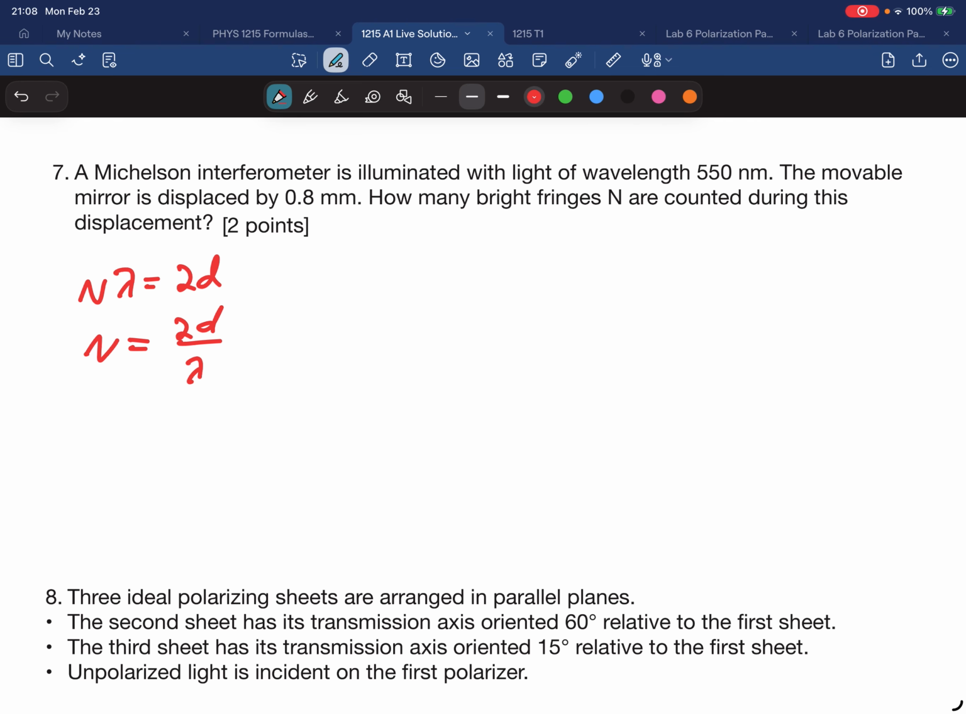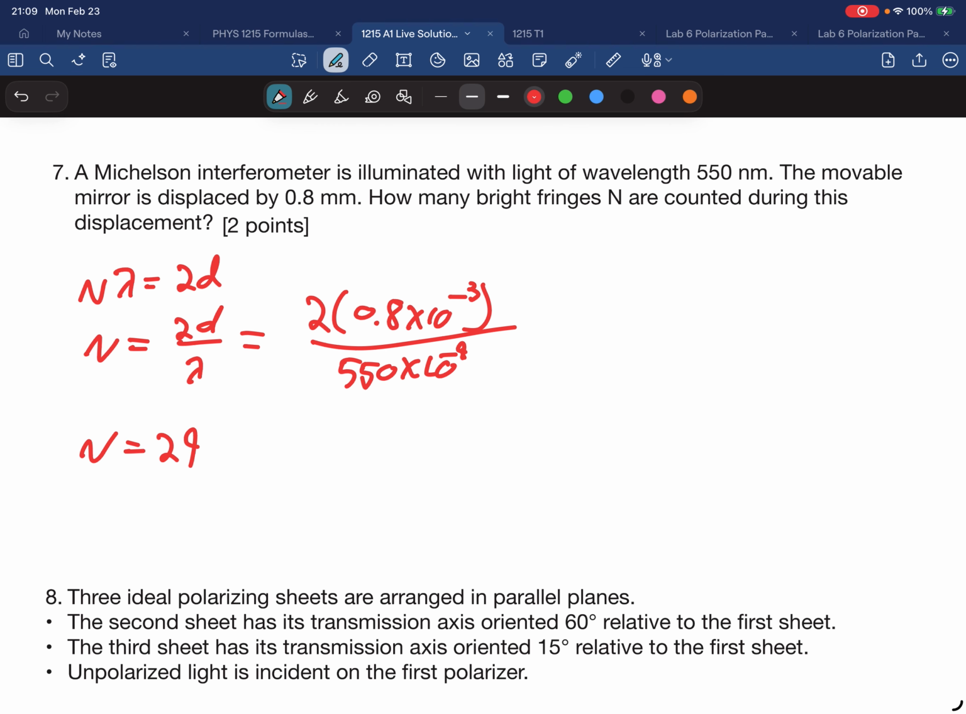N equals 2D over lambda, subbing in 2 times our displacement of 0.8 times 10 to the negative 3 to convert it to meters, and our wavelength in meters. Plugging this all in, you get about 2,909.1. So if you're going to round this off properly, just 2,909 whole fringes.